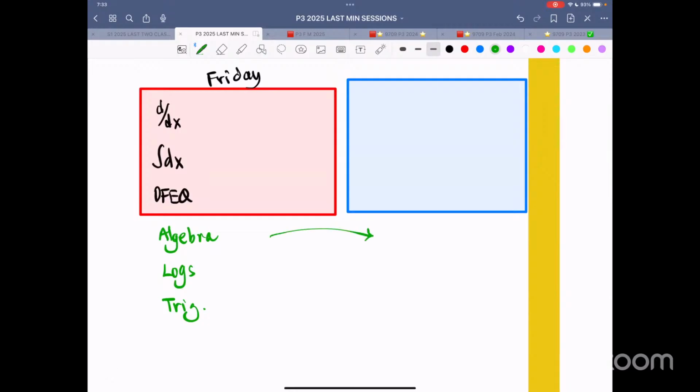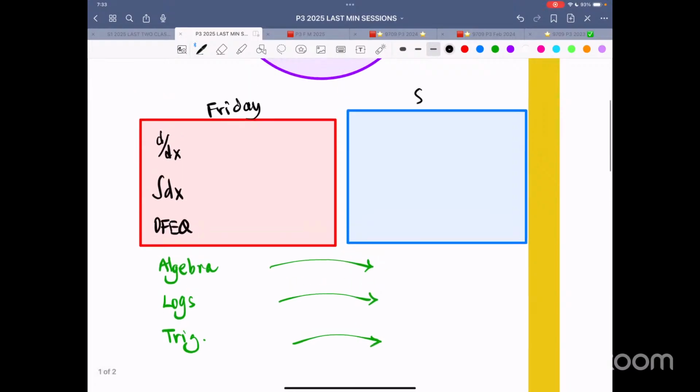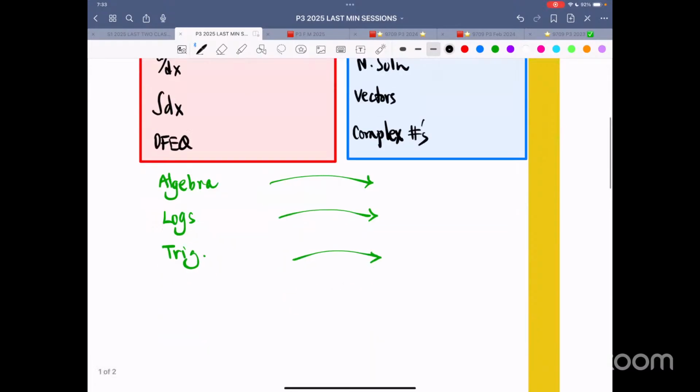And similarly, this can carry over to the other day, that is Sunday, a day before the exam. So this is 18th May, and this is 16th May. The focus will be on numerical solution of equations, on vectors, and on complex numbers. Every single topic is definitely worth it, and that is how we are going to take things ahead.